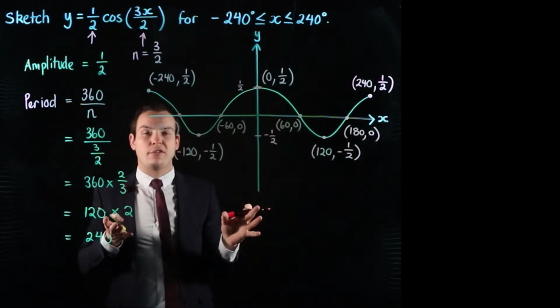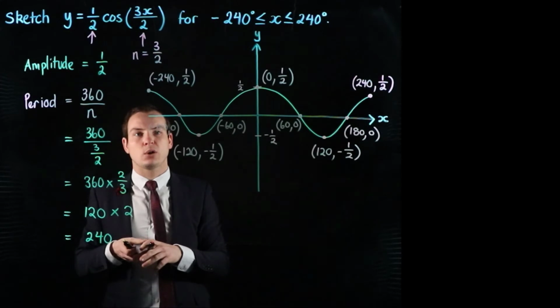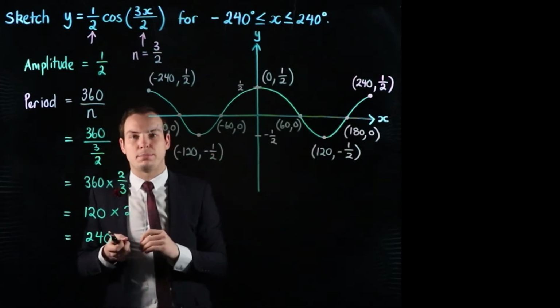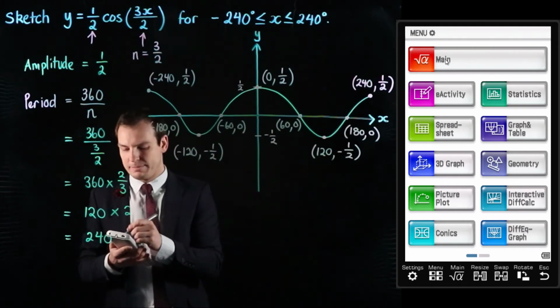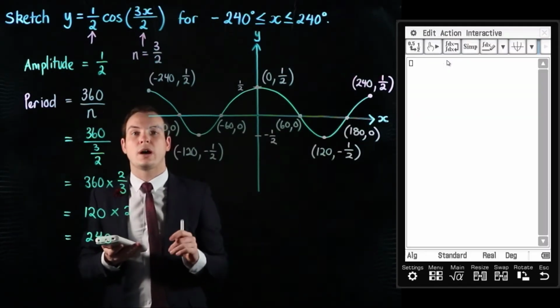So that's the full graph by hand. And now we'll just have a quick look at how we could get that graph up on the CAS calculator. So on the CAS calculator, we want to head into the main menu. Next, we want to type out our rule.